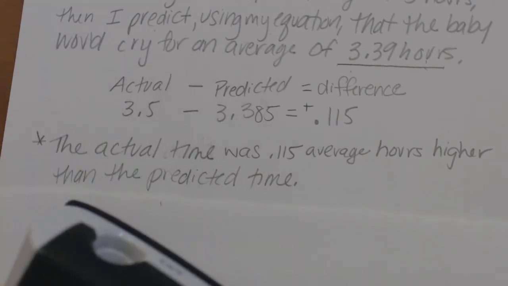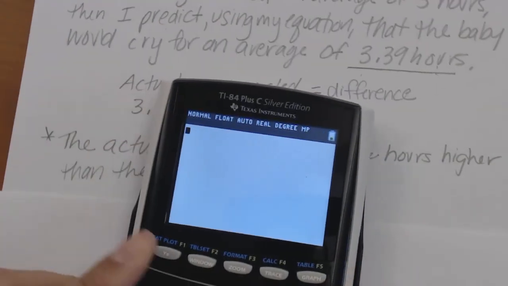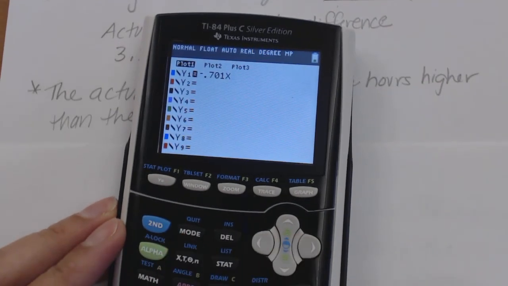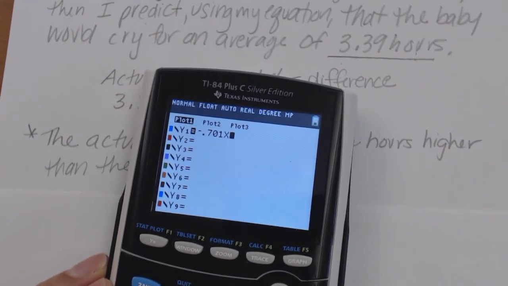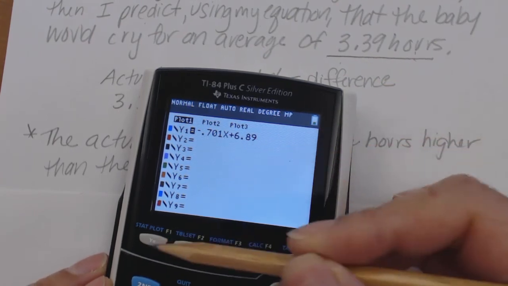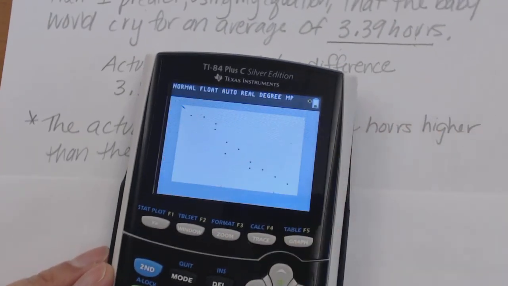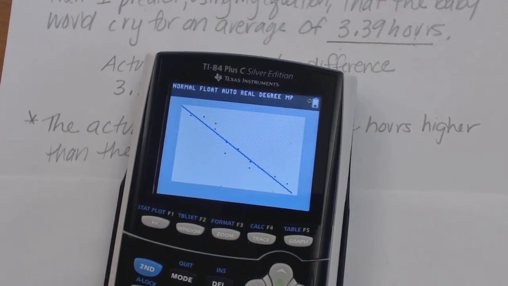Now, I just want to show you one thing, because I keep talking about this line of prediction, and what I'm going to do is show you on the calculator. It's negative 0.701, and I'm going to be using this X,T,theta,n button right there as my x, plus 6.89. So what I did is I entered the equation, I pushed y equals, and now I'm going to press graph. And so here is my data, and here's my equation of my line.